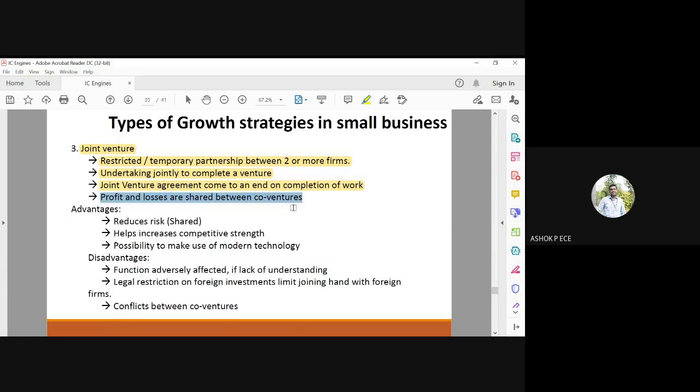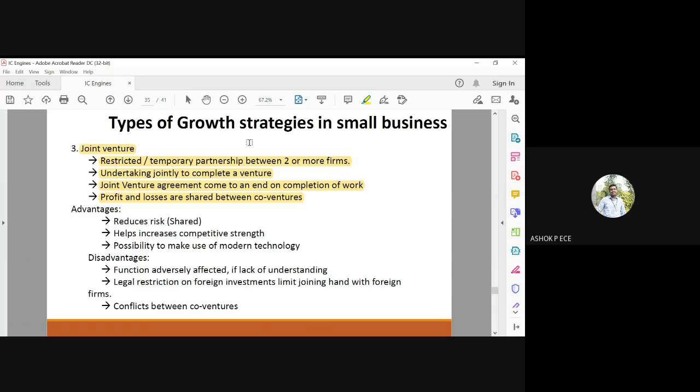Profit and loss are shared between co-ventures. So if two companies are jointly proposing a venture to build a building, then how much ever profit they get, it will be shared by mutually agreed upon terms between the two ventures. Okay, so that is joint venture.